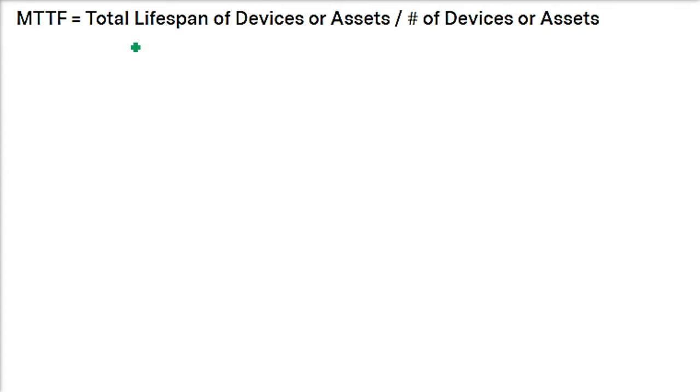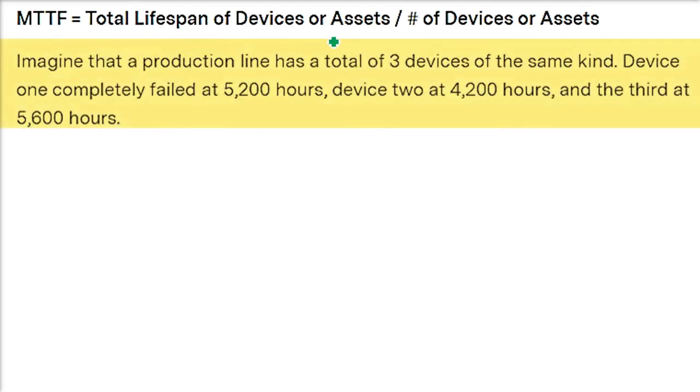So let us take an example. Imagine that a production line has a total of 3 devices. So the number of devices or assets is 3, and they are of the same kind. Of these 3 devices, one completely failed at 5200 hours, the device number 2 at 4200 hours, and the third at 5600 hours.